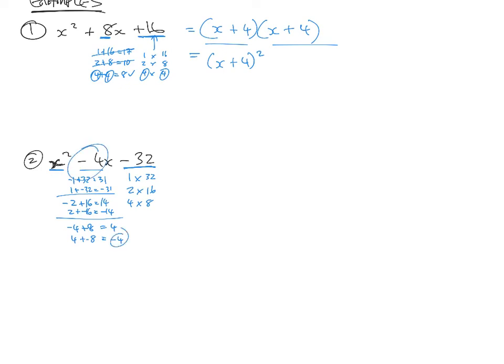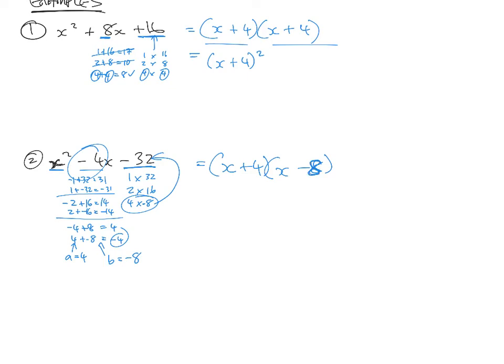So we know that the pair is going to be 4 and 8, but specifically a is going to be 4 and b is going to be negative 8. And 4 times negative 8 makes negative 32. So that is a specific pair that's going to factorize it. So it's going to be x plus 4 and x take 8.